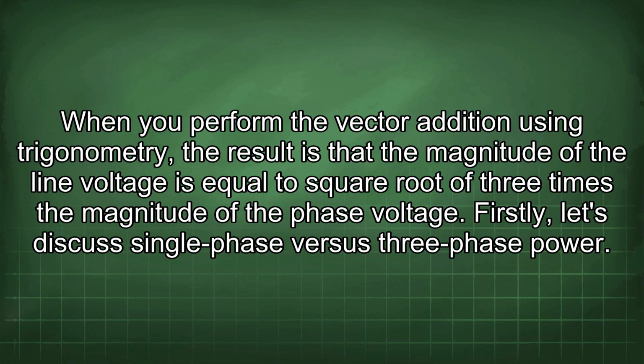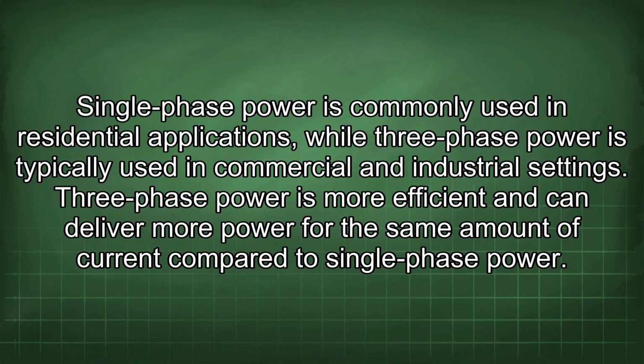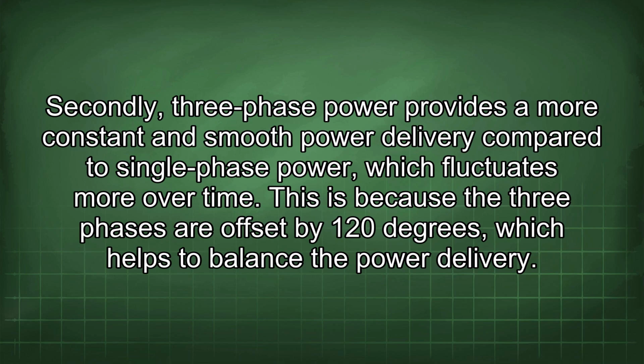Firstly, let's discuss single-phase versus three-phase power. Single-phase power is commonly used in residential applications, while three-phase power is typically used in commercial and industrial settings. Three-phase power is more efficient and can deliver more power for the same amount of current compared to single-phase power. Secondly, three-phase power provides a more constant and smooth power delivery compared to single-phase power, which fluctuates more over time. This is because the three phases are offset by 120 degrees, which helps to balance the power delivery.